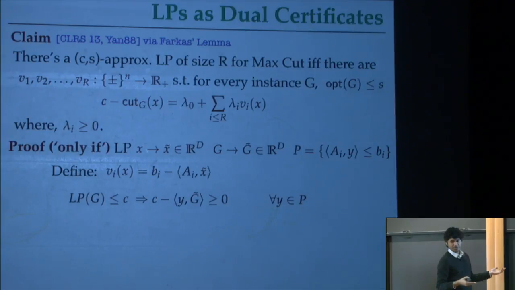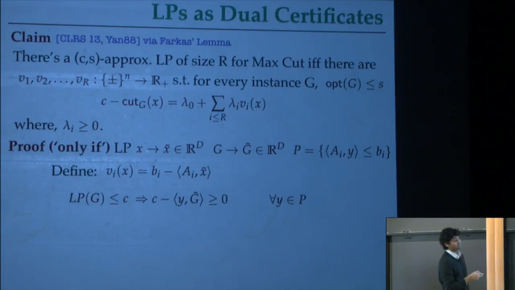So I'm going to tell you what these functions are right away. The a_i is the ith row of A, okay. So it's the ith inequality in the LP. For the ith inequality, I define the function v_i as just the slack function of the inequality, b_i minus a_i dot x tilde. x tilde, remember, is the linearization of x, okay.